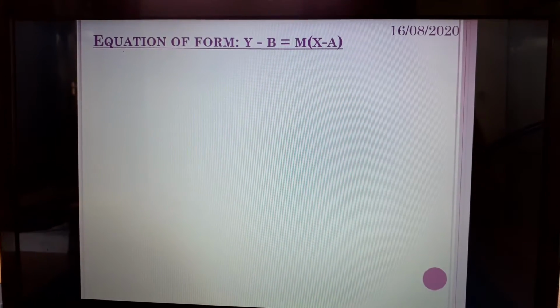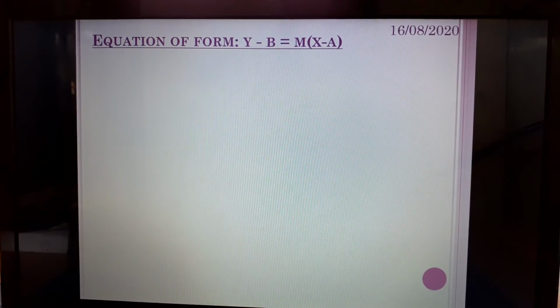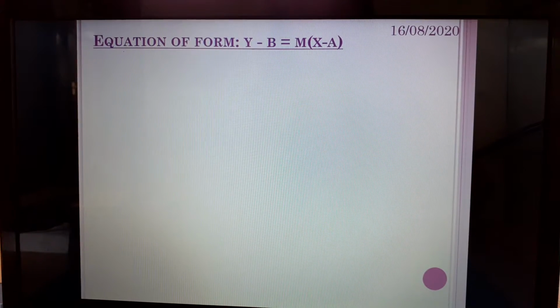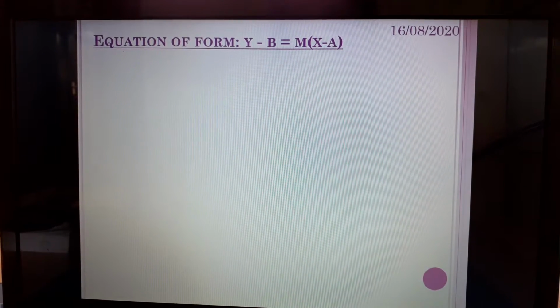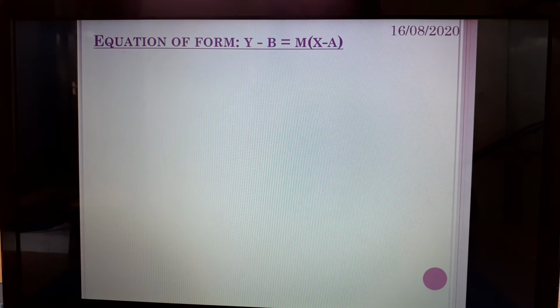Good morning, and today we'll be looking at the equation of the straight line in the form y minus b equals m bracket x minus a. You should be familiar with this version of the straight line equation from National 5. It is the very useful form that you use to be able to find the equation of the straight line.